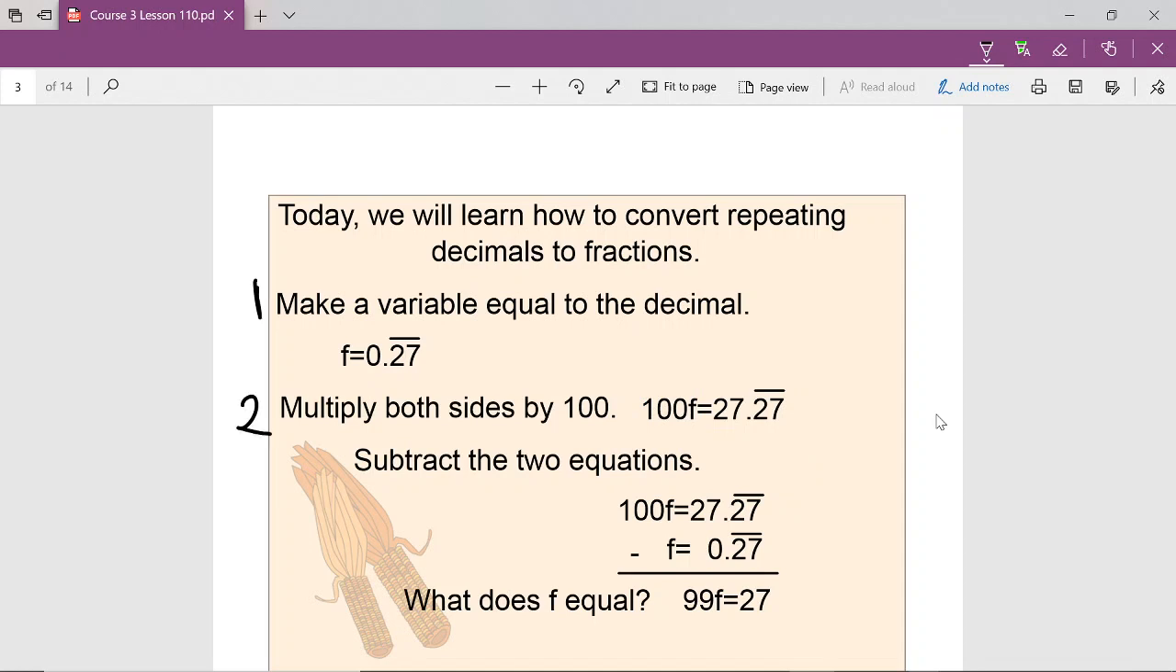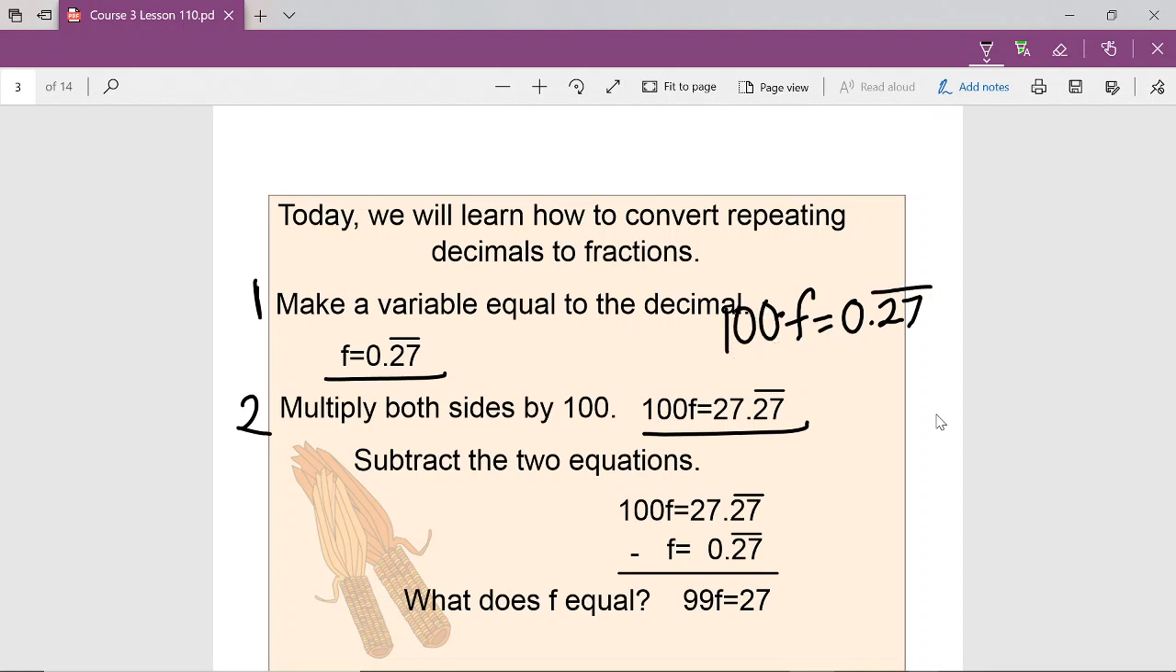Number 2, based on how many numbers are repeated right here, we are going to multiply our variable by that power of 10. So in this case, we have 2 repeating decimals. We are going to multiply by 10 squared, or 100. So we now have actually 2 different equations. We have our original one, f equals 0.27 repeating, and we have our second one, 100f equals 27.27 repeating. Now we got that from taking f equals 0.27 repeating and multiplying each side by 100.